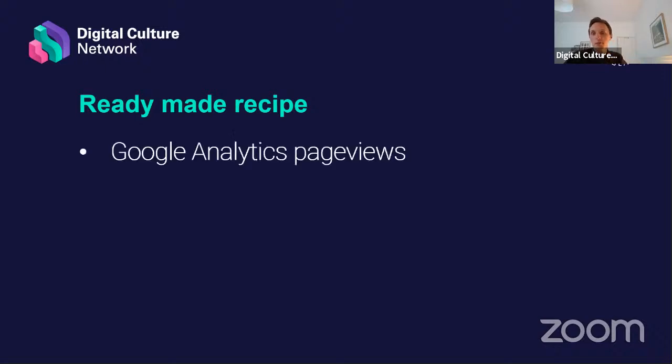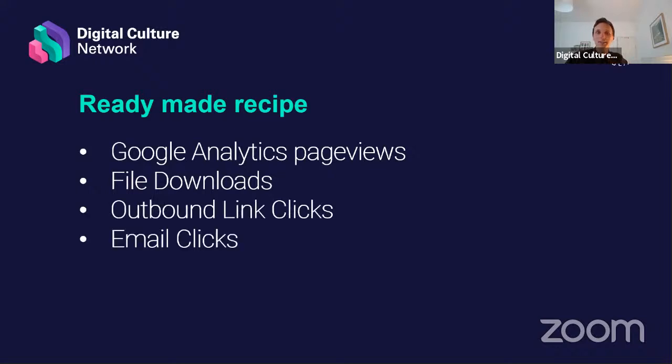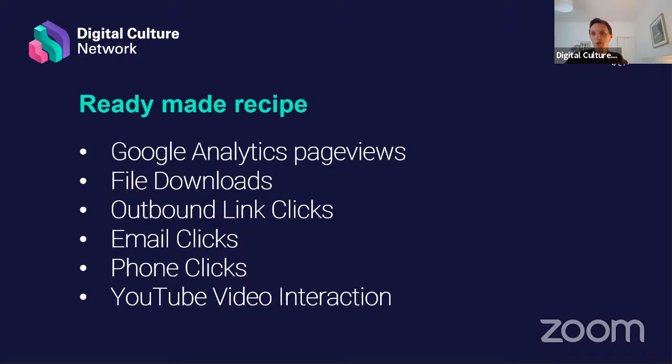So this ready-made recipe has got the Google Analytics tag for page views. It's got the tag for file downloads, so this will track all the file downloads. It's got the outbound link clicks. It's got the email clicks, it's got the phone clicks, and then it's got the YouTube video interaction. So this recipe has got all of those in it already.